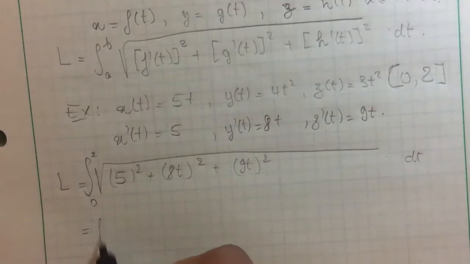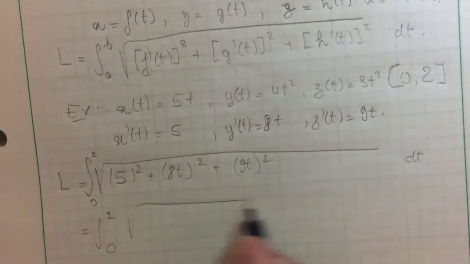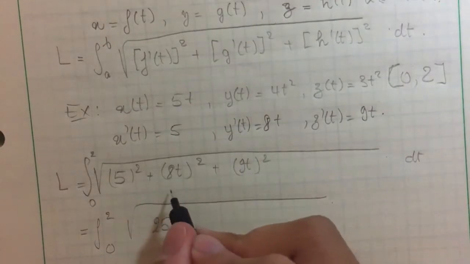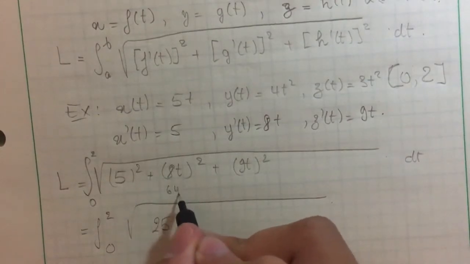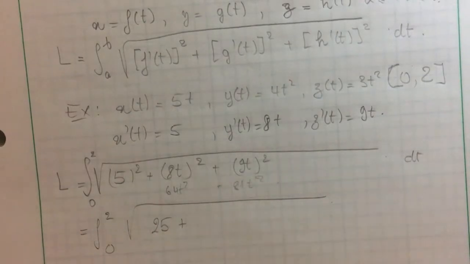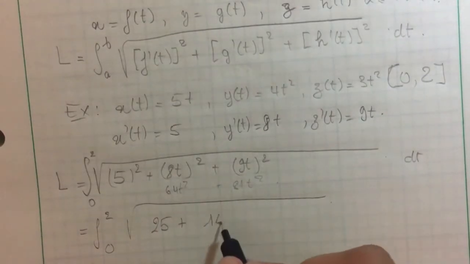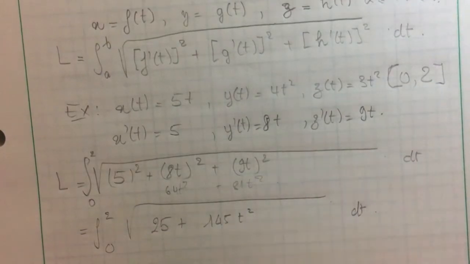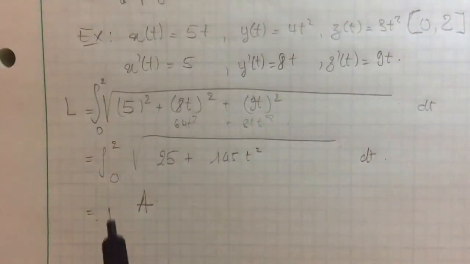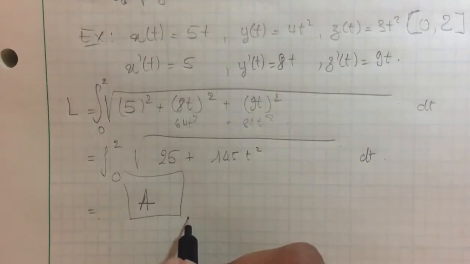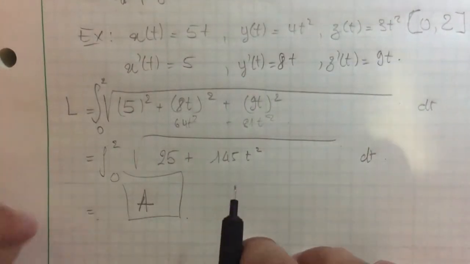Now we simplify it a little bit. We have 25 plus 64t squared plus 81t squared, which is 25 plus 145t squared, dt. Then we evaluate the integral, and then we will have the answer.